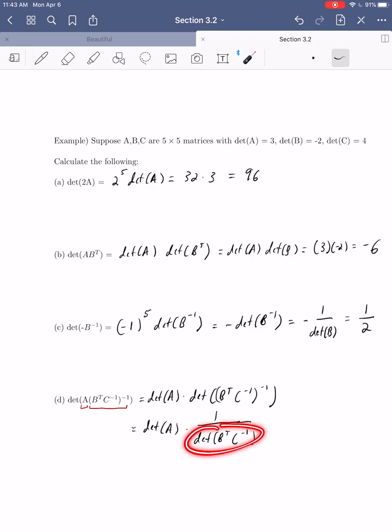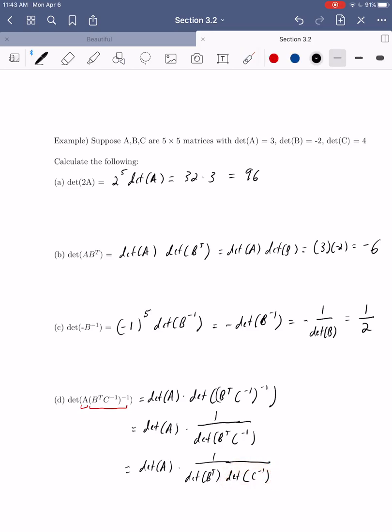Okay, what can we say about this? Well, now this is a product, so we can split that up. So we can say that that's determinant A times 1 over determinant B transpose, determinant of C inverse, right? Because the determinant of a product is the product of the determinants. Then we can say, okay, determinant B transpose, we know that's determinant B, and this guy is going to be 1 over the determinant of C. So we get determinant A, 1 over determinant B, 1 over determinant C.